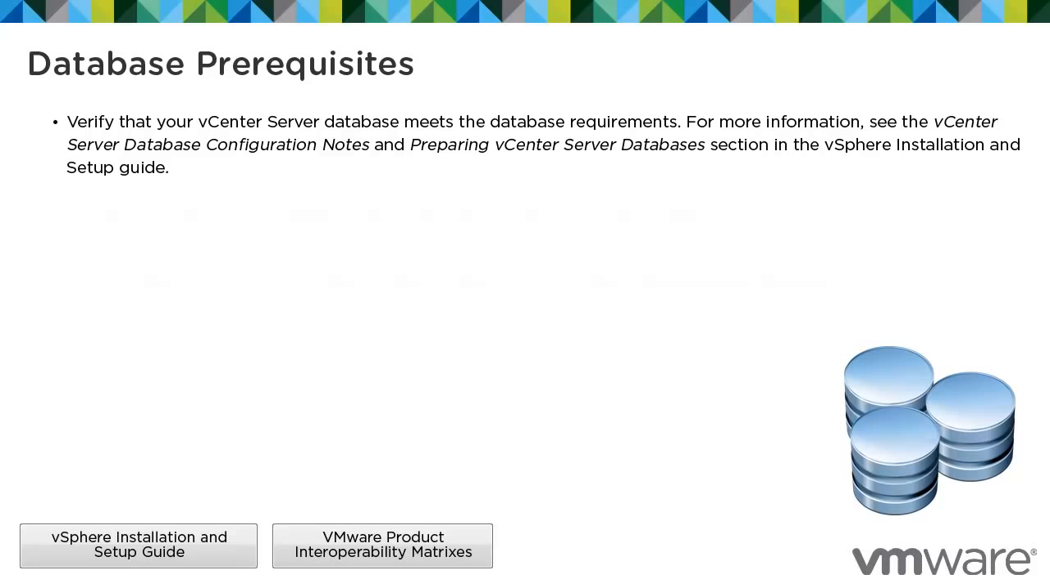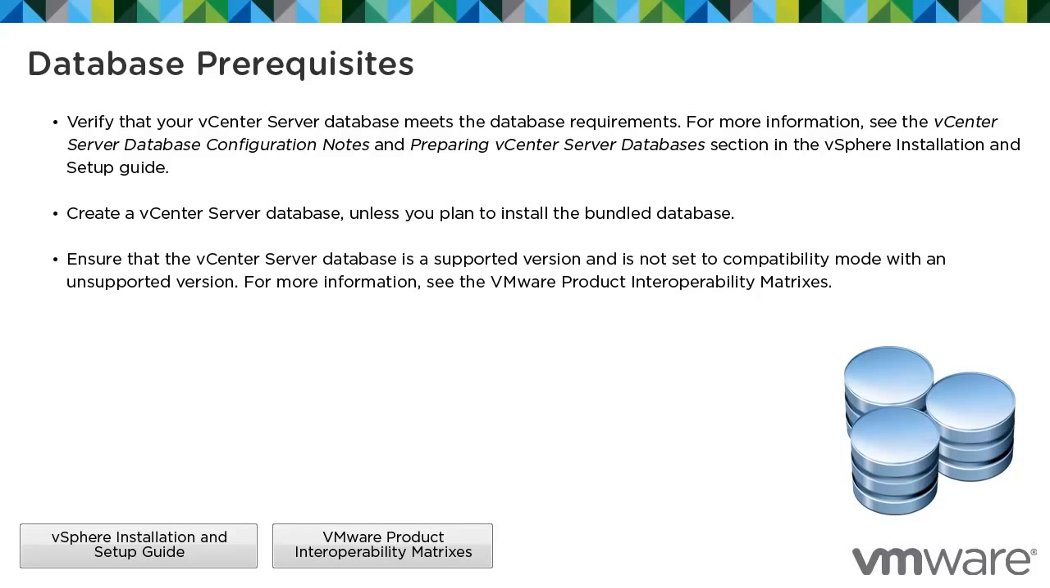For more information about configuring Active Directory, see the Microsoft website. Verify that your vCenter Server database meets the database requirements. For more information, see the vCenter Server database configuration notes and Preparing vCenter Server databases sections in the vSphere Installation and Setup guide. Create a vCenter Server database, unless you plan to install the bundled database. Ensure that the vCenter Server database is a supported version and is not set to compatibility mode with an unsupported version. For more information, see the following guide.